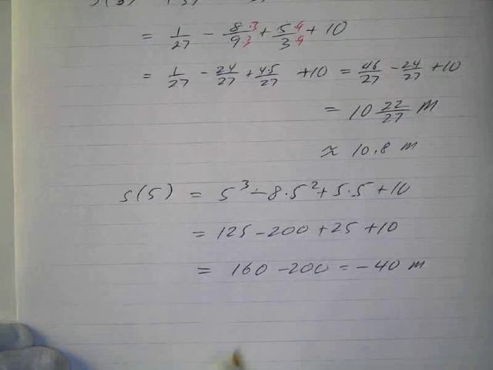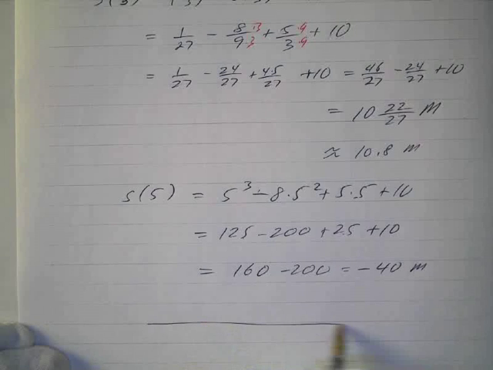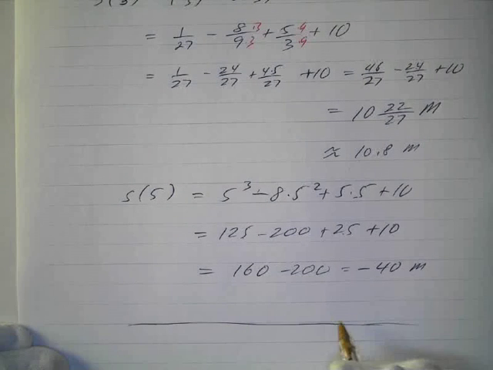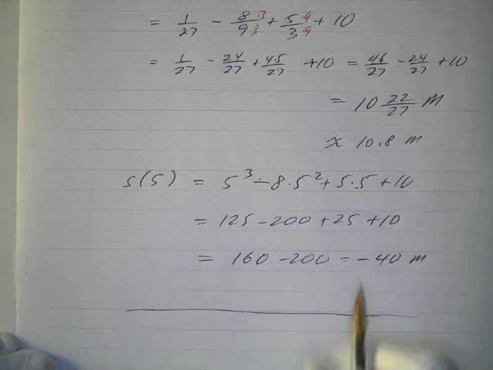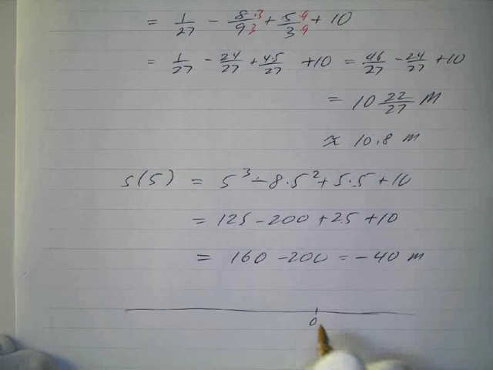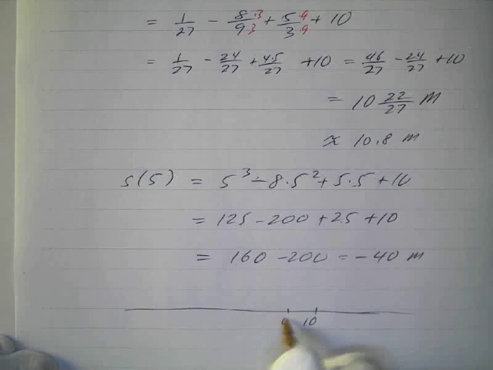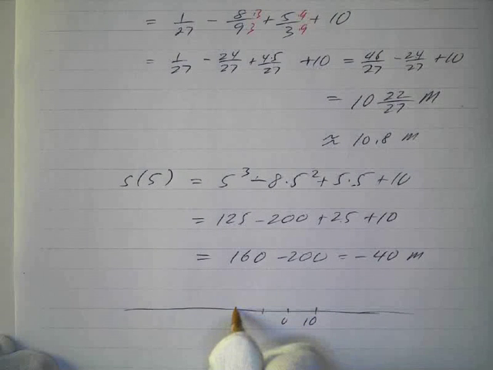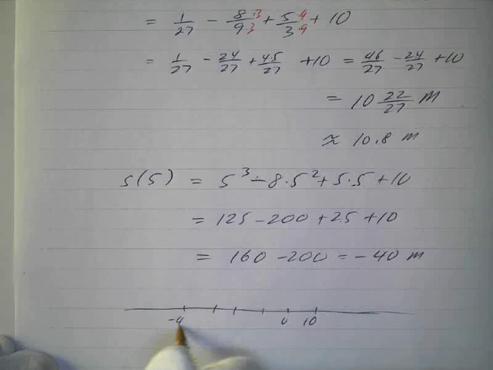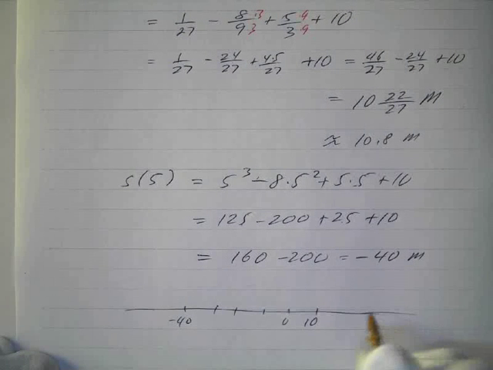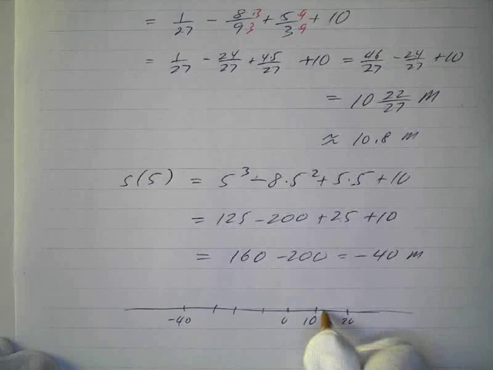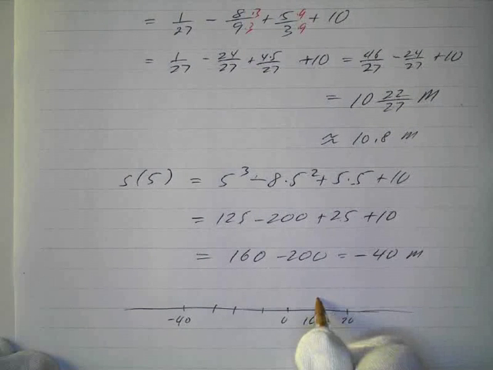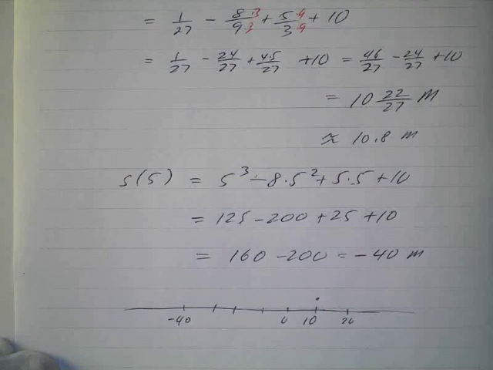So if we want to describe the motion, we could draw a little line here, and we're going to start over here. We can look at our position function, and when t is 0, our initial position is 10 meters. This might be 0, minus 10, minus 20, minus 30, minus 40, and that might be 20, so this might be 11. So we're going to start here at t equals 0.